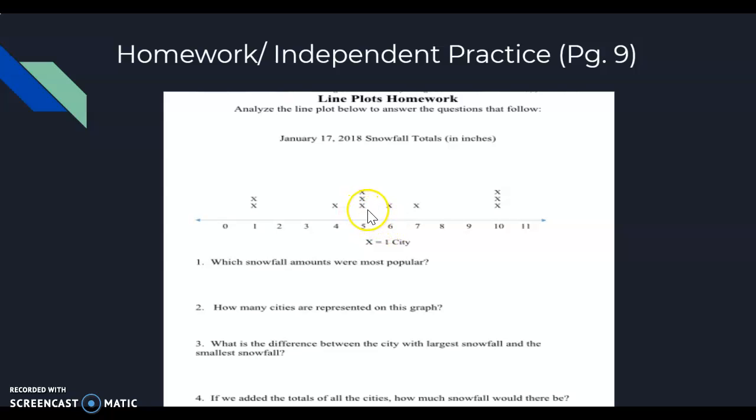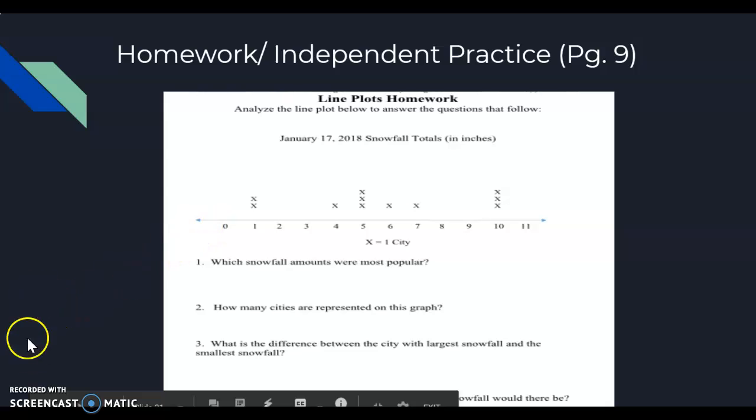So you've got 2 of them that are showing 3 X's. It's going to be 5 inches and 10 inches. So the snowfall amounts that were the most popular are the 5 inches with 3 times, and the 10 inches with 3 times. Okay, so that's going to be the answer to number 1. So for the rest of your practice and for your homework, if you don't finish it during the rest of the live session, complete the rest of the problems on this page.